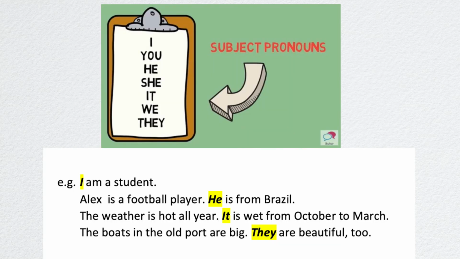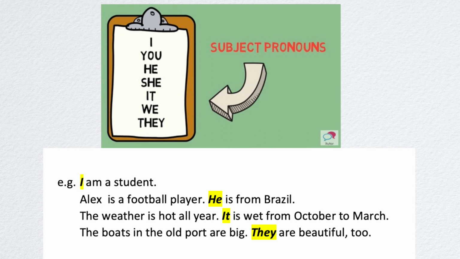Let's start with the subject pronouns. Subject pronouns take the place of a noun in the subject place. The subject pronouns are I, you, he, she, it, we, you, and they. Look at the sentences. I am a student. Alex is a football player. He is from Brazil. He refers to Alex.